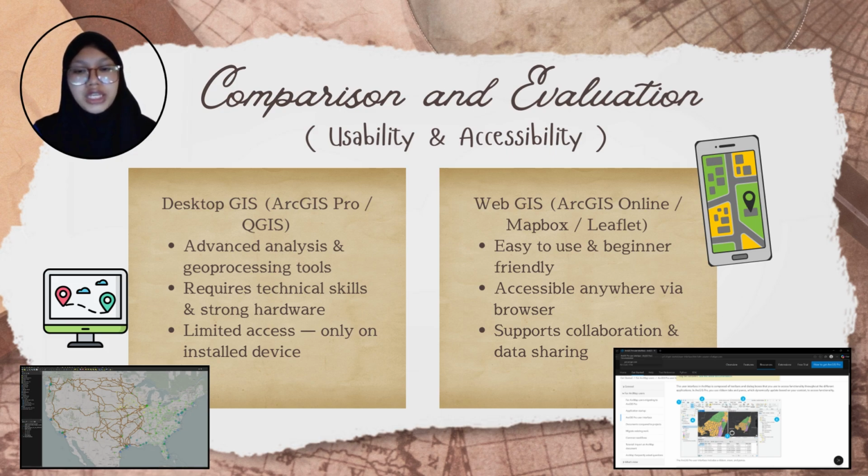WebGIS works differently. Platforms like ArcGIS Online, Mapbox, and Leaflet are simpler and easier to explore. Users can open them using a web browser, so the system can be accessed from many devices, including laptops and mobile phones. It is also suitable for sharing maps with other people. Users can view the same map online, which makes WebGIS more collaborative and interactive.